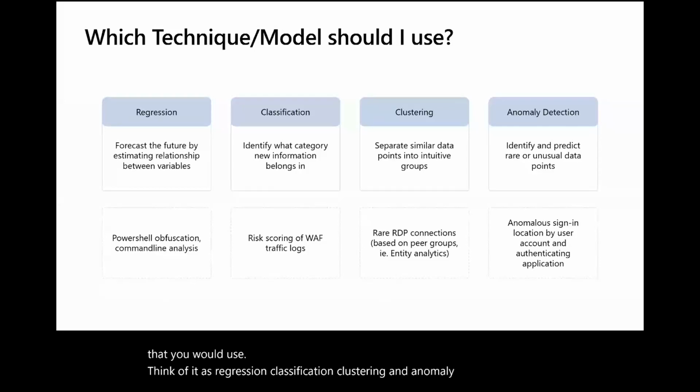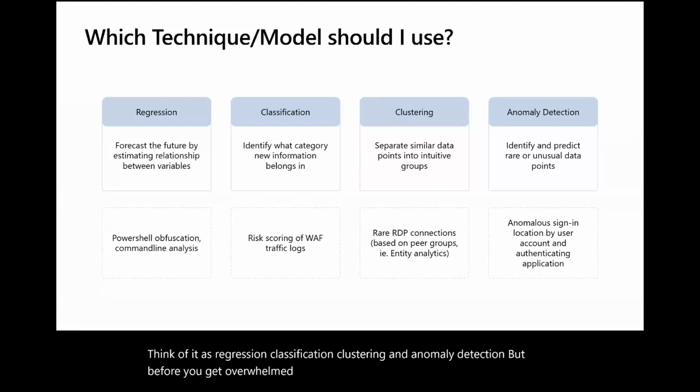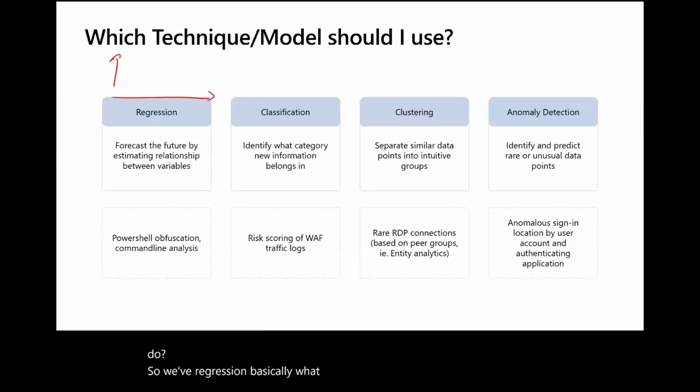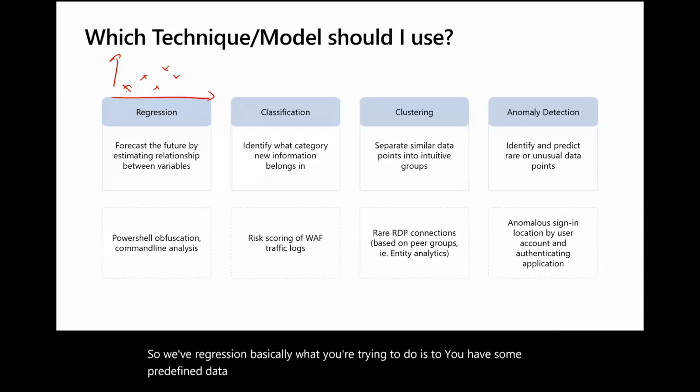But before you get overwhelmed by, should I be using SVM? Should I be using k-means clustering? Or should I use a deep neural network, etc.? Don't think about the model first. Think about your use case. What are you trying to do? With regression, basically you have some predefined data, typically time series, sometimes not, and you want to forecast what the future looks like.